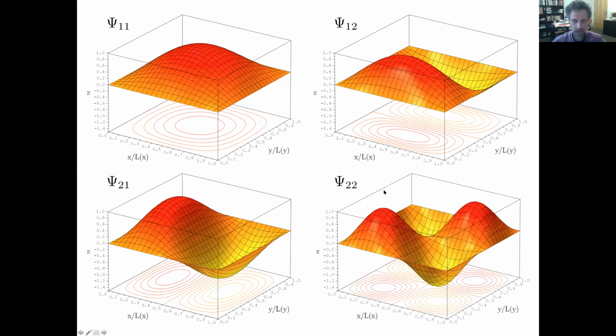Here's another one. This is ψ22. So now both in x and y, the index n equals 2. And you see now in both dimensions, it makes a swing up and a swing down. And you get this very interesting shape of the wave function. Okay, so this is the 2-dimensional wave of an electron that is in ψ22.